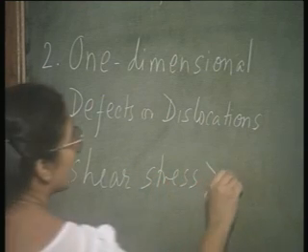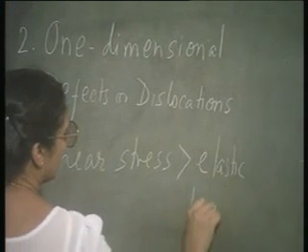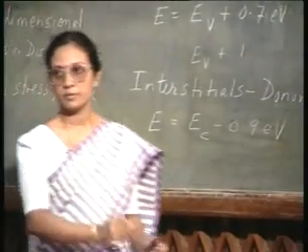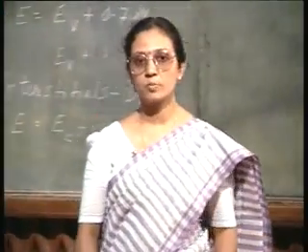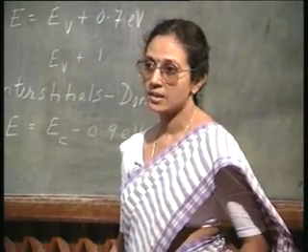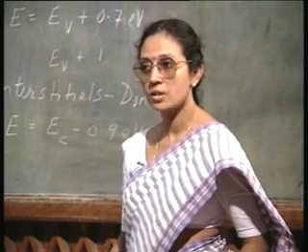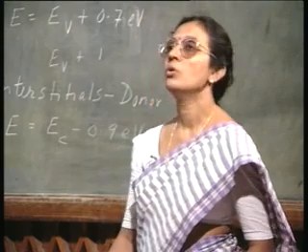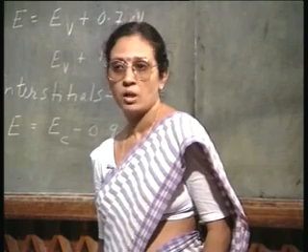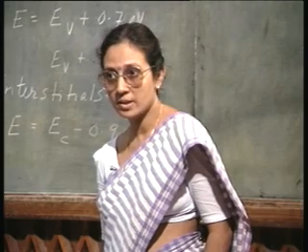Which is greater than the elastic limit for this particular material. So, the material has to be subjected to a lot of shear stress in excess of the elastic limit, and then the dislocations are formed. Now, obviously, in order to form these dislocations, a lot of energy is required, much more than what was needed to create the point defects.